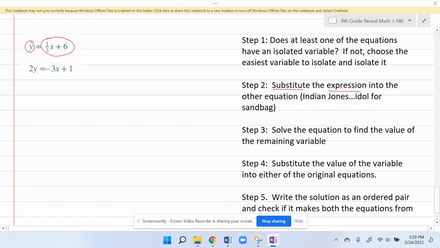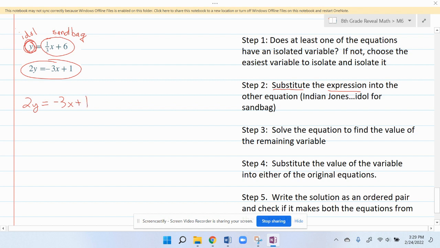Indiana Jones, idol for sandbag. So we see there's my idol, there's my sandbag. All right, and here is that deadly cave. Doesn't look scary. All right.